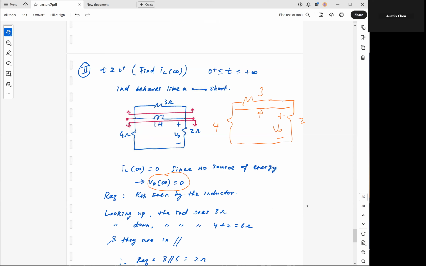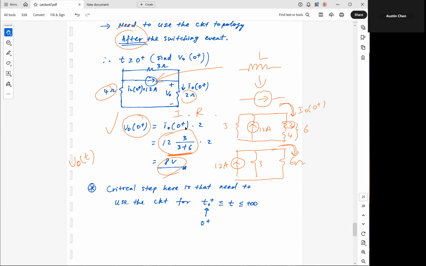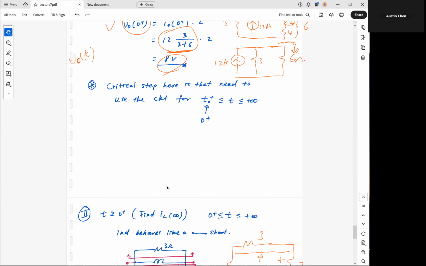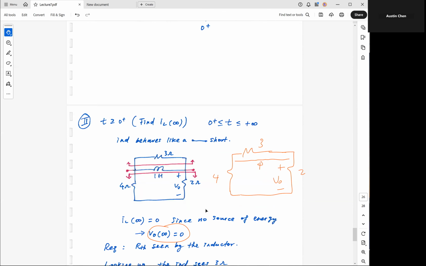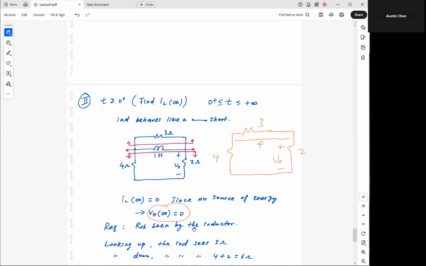As you can see, there is no energy source, so this is kind of simplified. We're just trying to practice this concept. For V0 at infinity, this part is more straightforward because there is no energy source, no forcing function, no voltage source, no current source. So V0 at infinity is simply equal to 0. It simplifies the process.